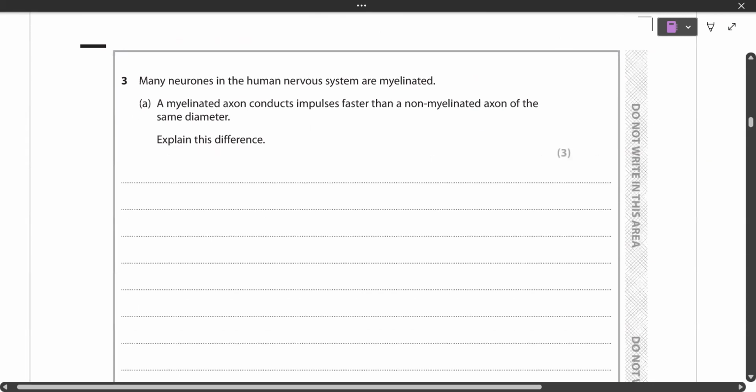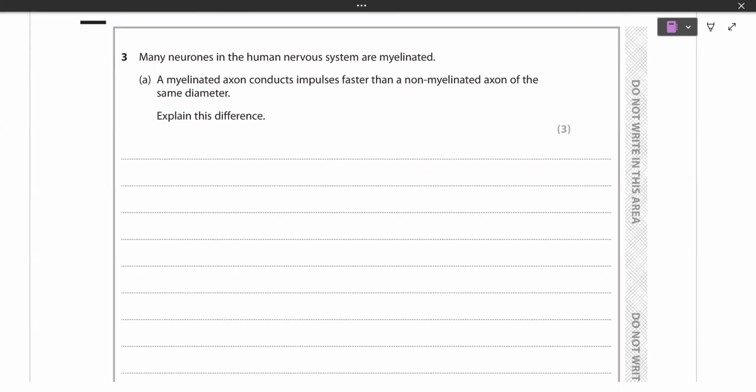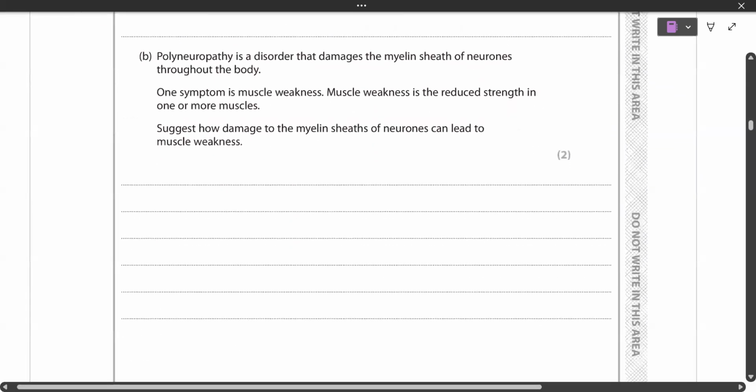Okay. Question three was related to the nervous system and myelinated and non-myelinated axons. So he wants you to explain the difference between myelinated and non-myelinated axon if they both have the same diameter. I think we need to talk about the nodes of Ranvier. Yes, exactly. The myelin sheath is an insulator, so an action potential only occurs at nodes of Ranvier. So nerve impulses will jump, and this is known as saltatory conduction. Next question.